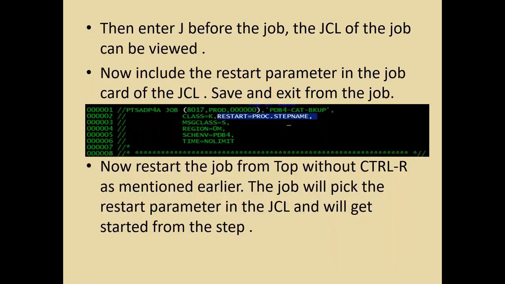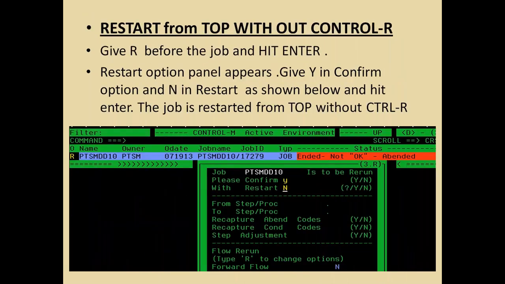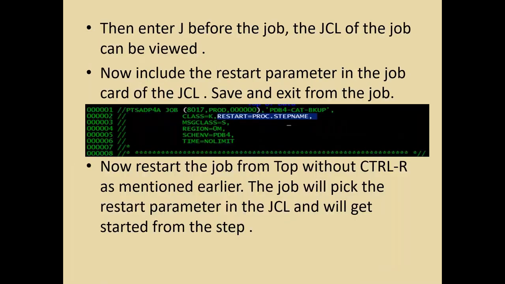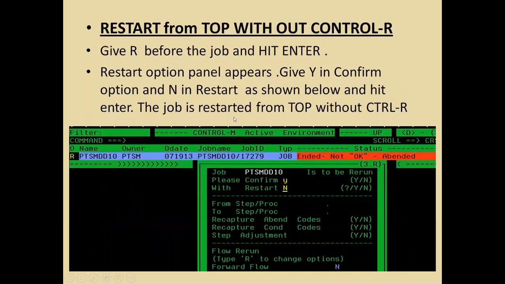Then enter J before the job. The JCL of a job can be viewed. See, here you are giving R, right? Instead of R, you give J. Once you give J, it will take you to the JCL of a job. Okay, now include the restart parameter in the job card of the JCL, save and execute. So see, this is restart without Control M.